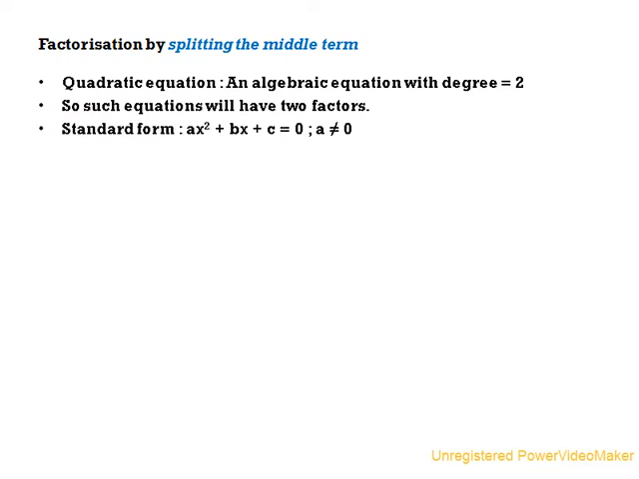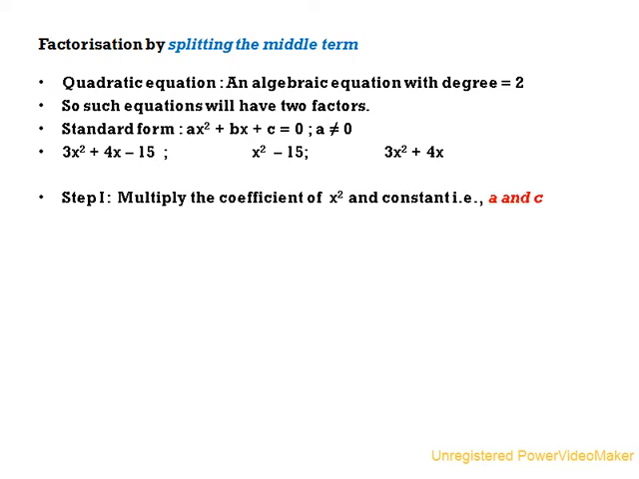The standard form of a quadratic equation is ax square plus bx plus c equals 0. And remember, a can never be 0. The coefficient of x square can never be 0. These are some examples you can see, and from these examples you can figure out that a can never be 0, whereas b or c can sometimes be 0.